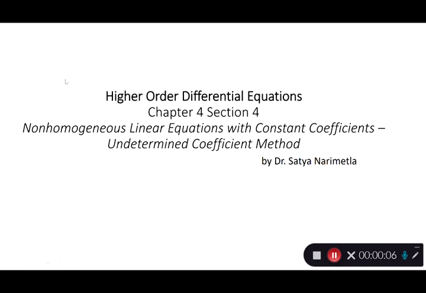Let's look at Chapter 4, Section 4. This is about non-homogeneous linear equations with constant coefficients. If you recall, up until 4.3, or in 4.3 rather, we looked at homogeneous linear equations with constant coefficients. But now let's learn about non-homogeneous linear equations with constant coefficients.